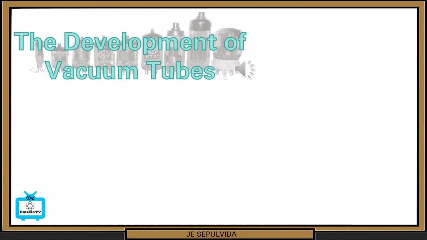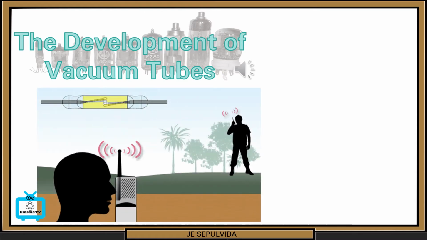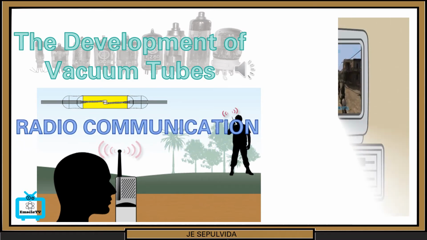The development of a large variety of tubes designed for specialized functions made possible the swift progress of radio communication technology before World War II and the development of early computers during and shortly after the war.